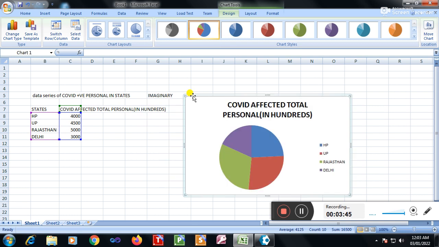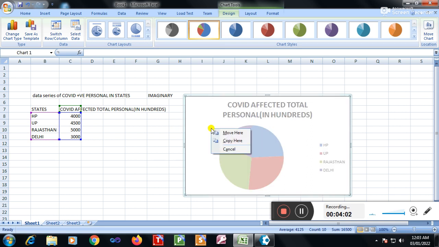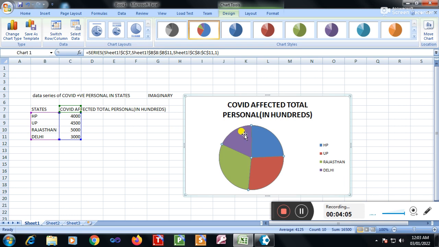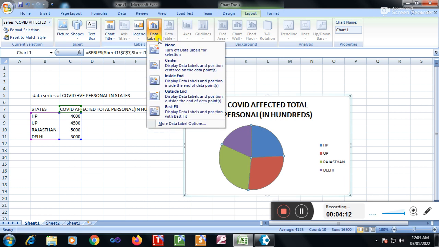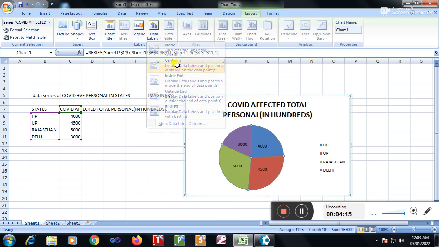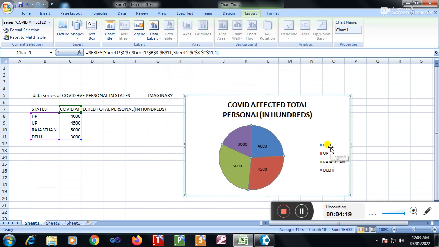So I will drag it here. Sorry, here. The coloring of the chart is HP, UP, and Rajasthan and Delhi. So this value can be shown here. Select the chart and go for layout, data labels, center. So the values are, HP is in blue, red is UP. So these are the corresponding values, showing the data.